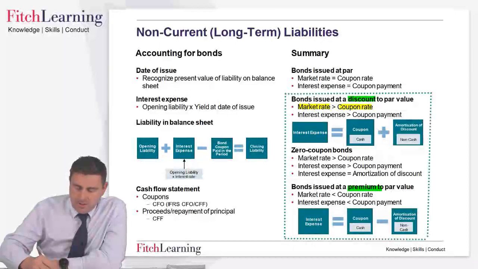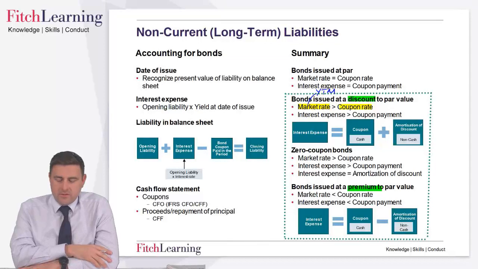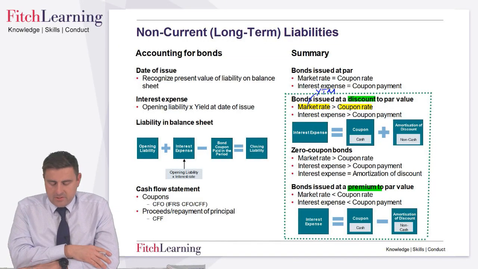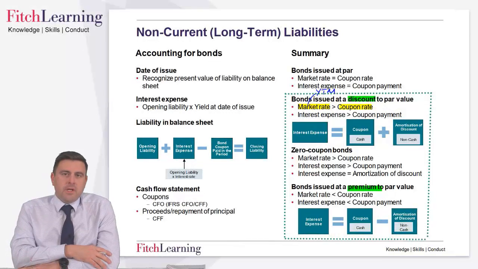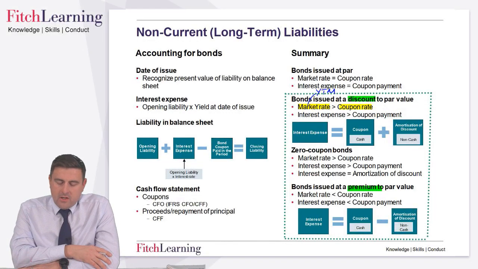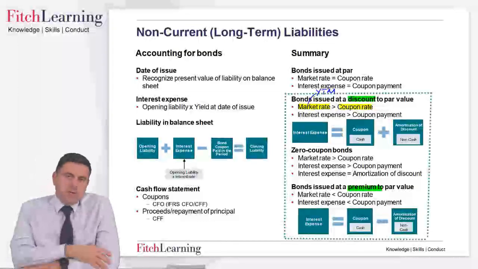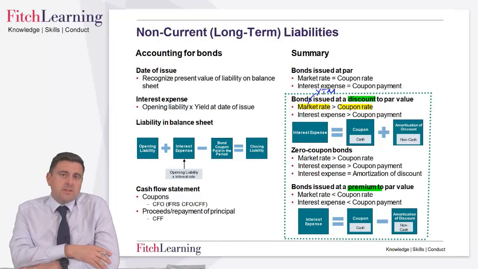So also known as the market rate or the yield to maturity, which, if you think about it, is the investor's required rate of return relative to the coupon rate, which is the income being generated by the bond itself. And obviously the yield to maturity is going to be a function of the riskiness of the issuer when they decide to issue bonds.